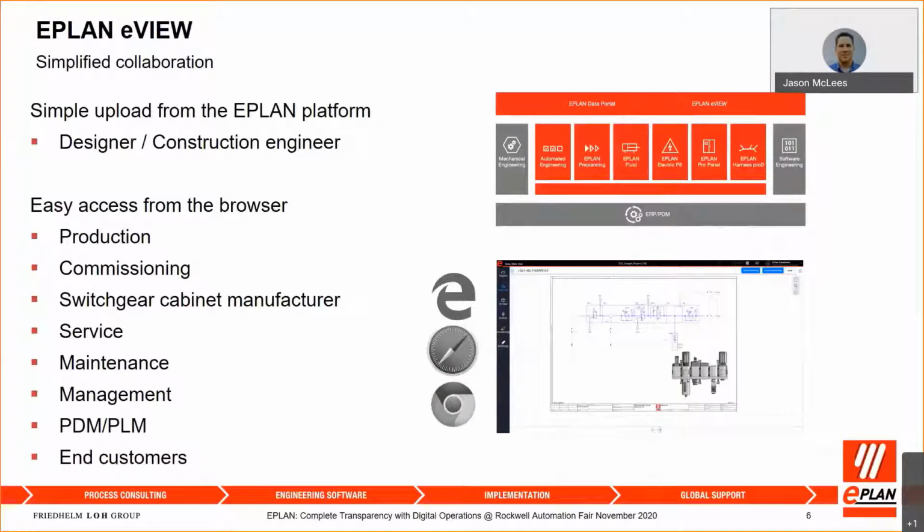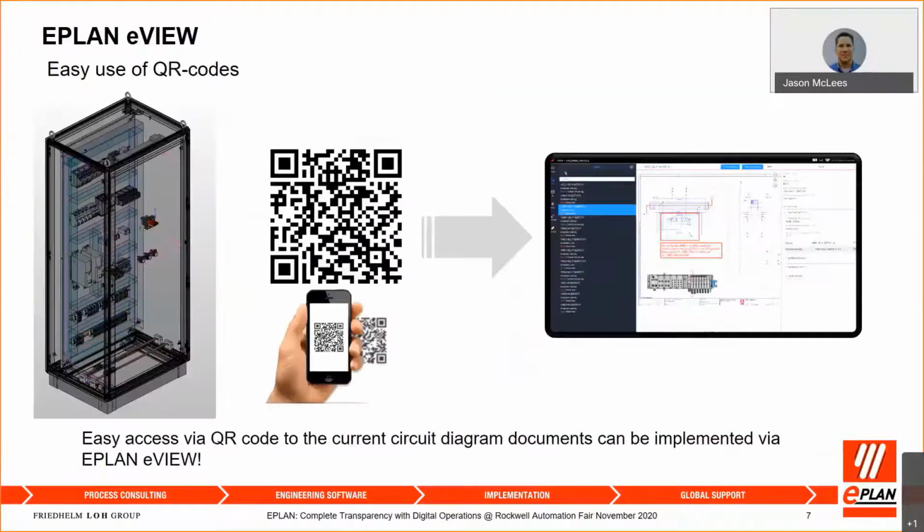eView provides a simple upload from the Eplan platform for the designer or construction engineer. You have easy access from the browser, and so many touch points within your workflow will have access to the project: production, commissioning, switchgear cabinet manufacturers, service, maintenance, management, PDM, PLM, and end customers. With the ease of use of QR codes, you have access to the current circuit diagram documents via Eplan eView.